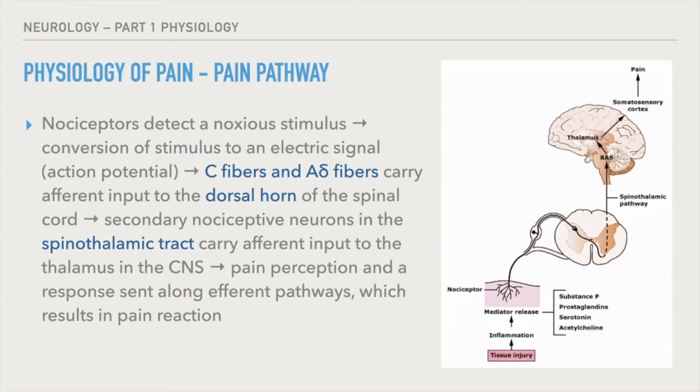And then we have the secondary nociceptive neuron in the spinothalamic tract that carries afferent input to the thalamus in the CNS, and this will lead to the pain perception and the response that is sent along the efferent pathway, and will result in the reaction to the pain.